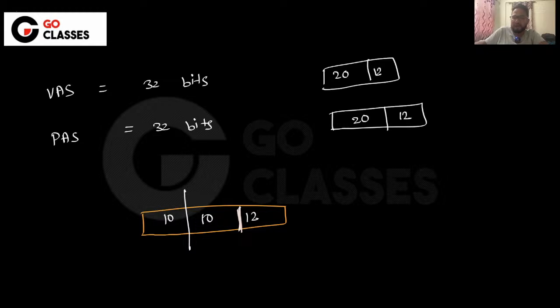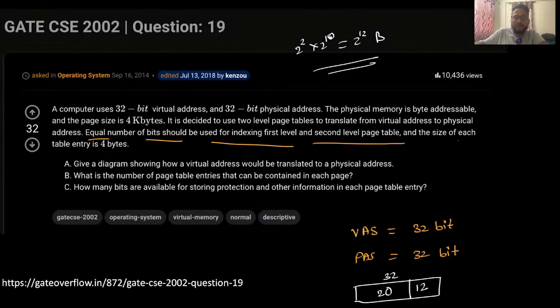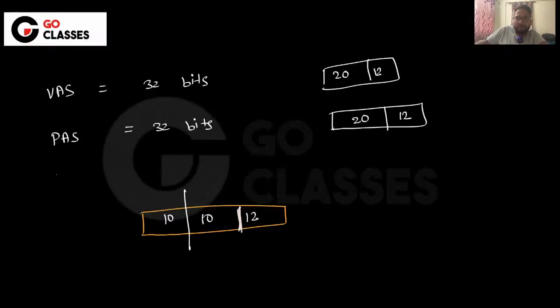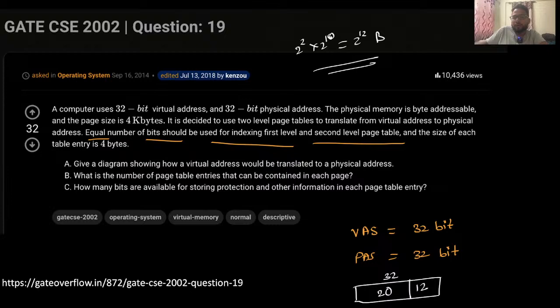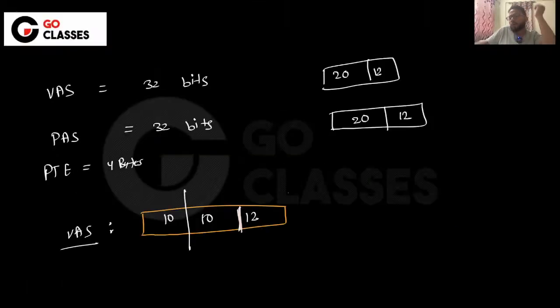They're saying 10 and 10 are being used, and the size of the page table entry is 4 bytes. This is your virtual address space. Give a diagram showing how a virtual address will translate to a physical address. So how will you translate? This is 10, this is 10, this is 12.